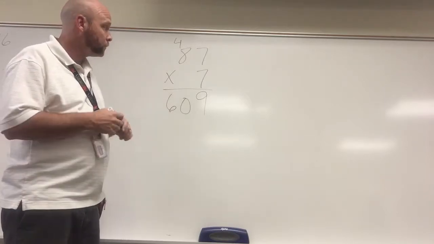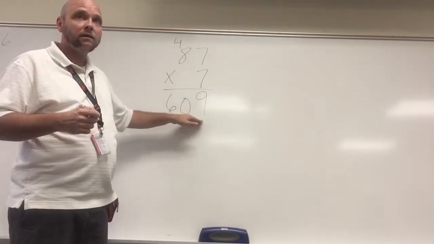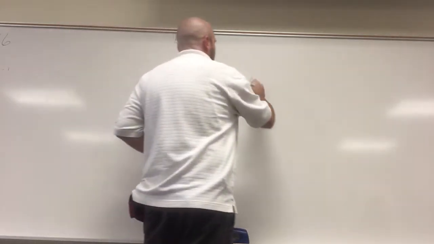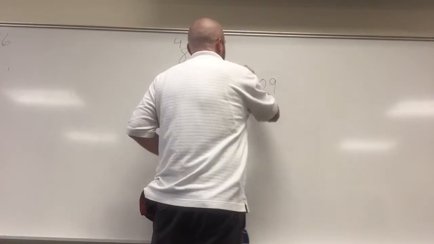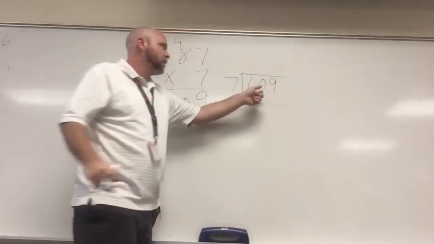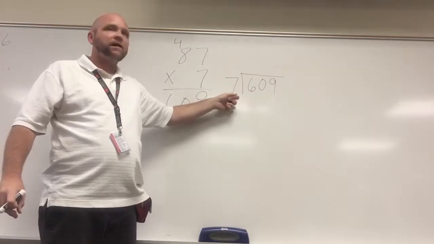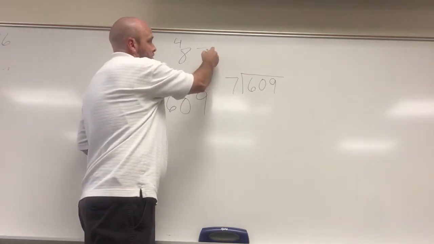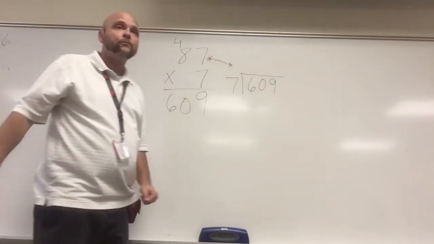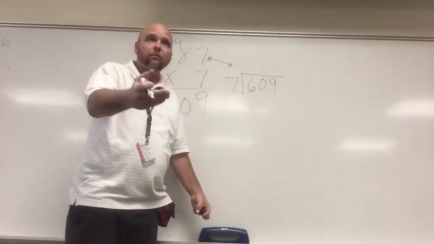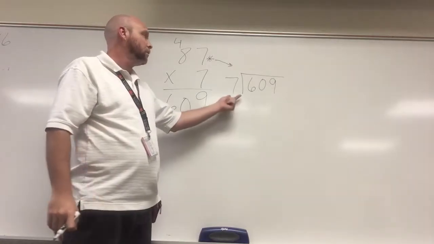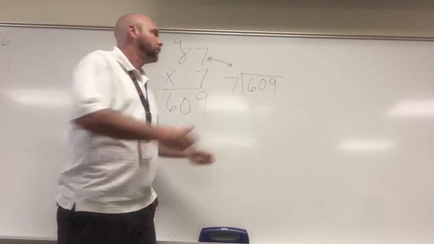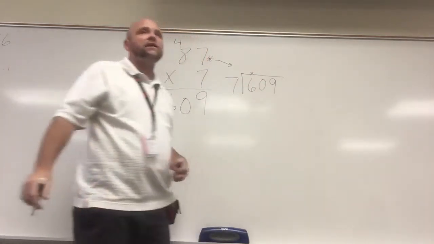So 609 divided by 7. Yes. 609 divided by 7. This is my dividend and this is my divisor. Okay? And we're going to get the quotient. We want our quotient to be the same as this right here. That's what we want. Okay, and if you know your multiplication, and you have the chart in front of you if you need it, does 7 go into 6? No. So I'm not going to have a number above that 6.